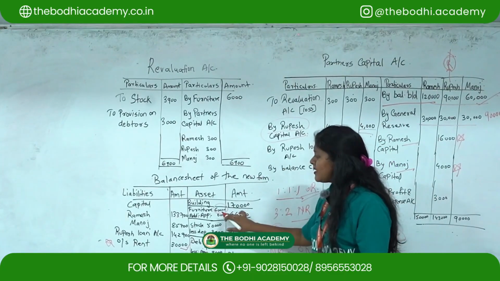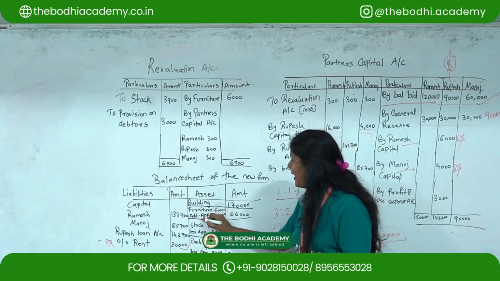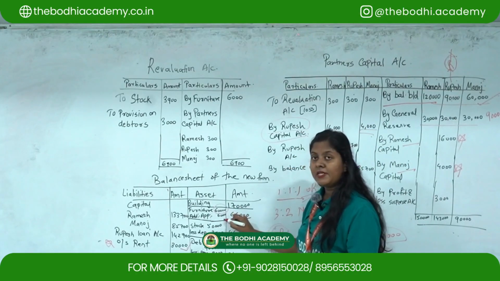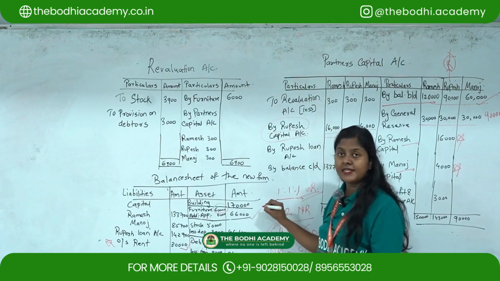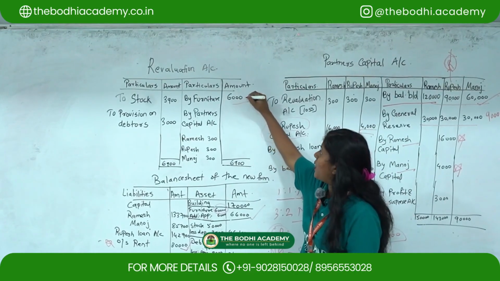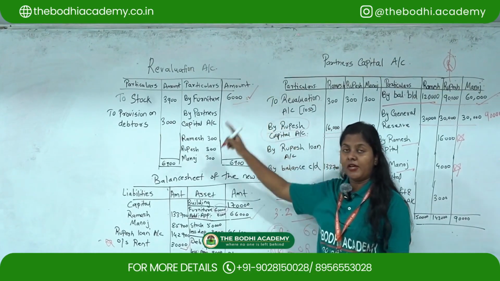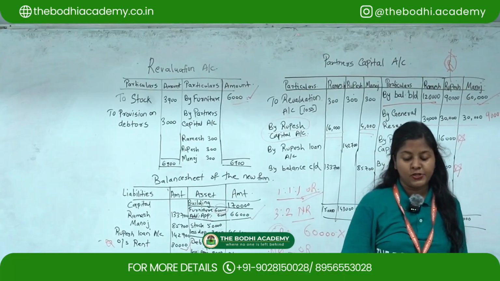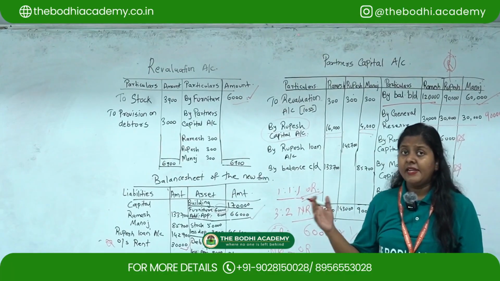Then since it is appreciated, you have to add it over here. So 60,000 plus 6,000, you will get 66,000, and whatever the amount appreciated, you have to show it over here in the revaluation account. So this is the second adjustment, second effect.